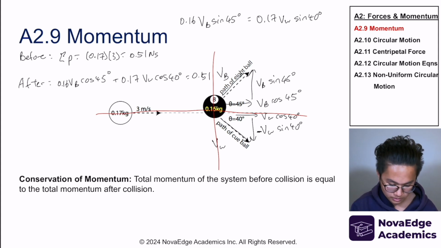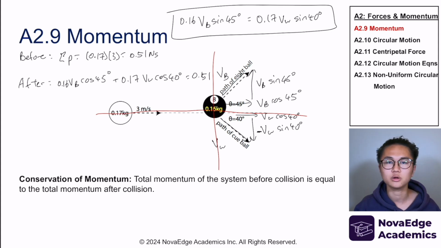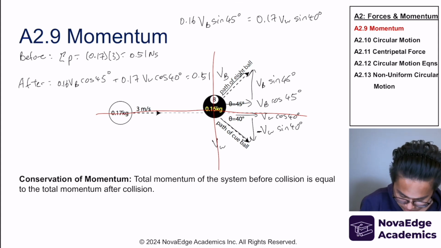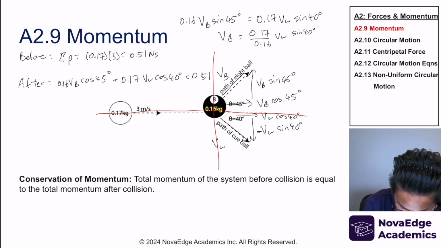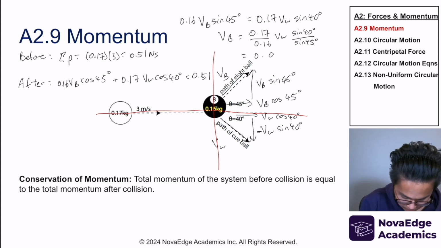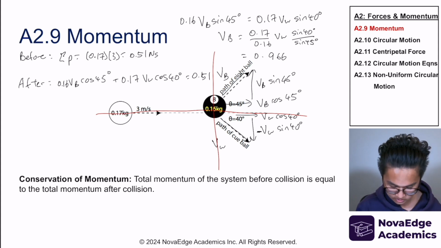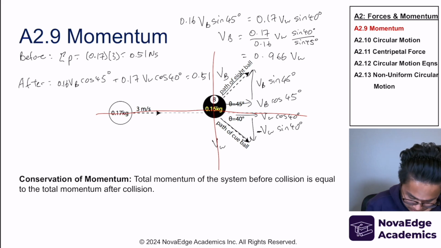Now here's a problem. I have two unknowns, V white and V black. Well, I can use this expression and plug it in and solve for it. So let's do that. If I simplify V black, numerically speaking, this is equal to 0.966 times V white. Okay, let me plug that in.